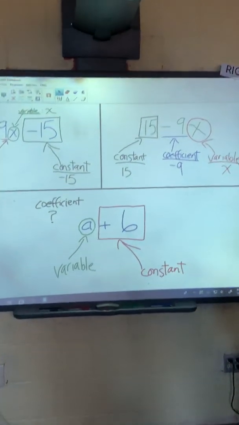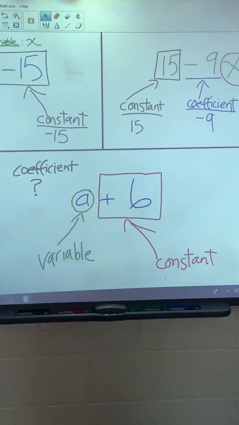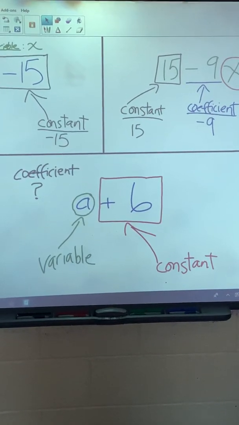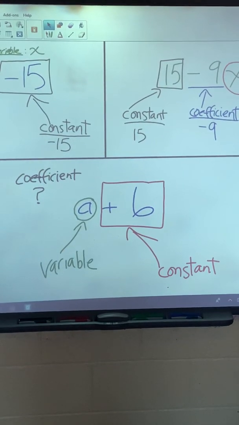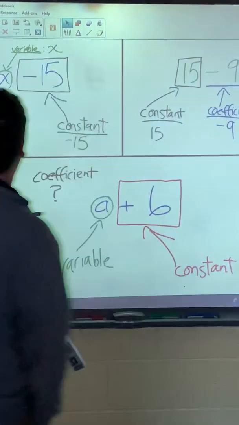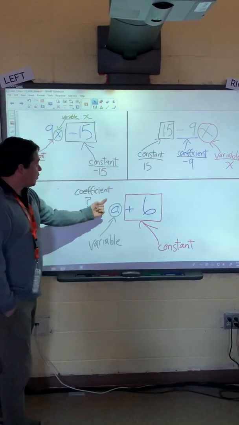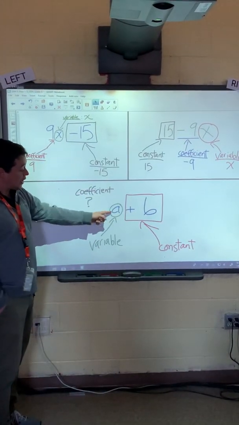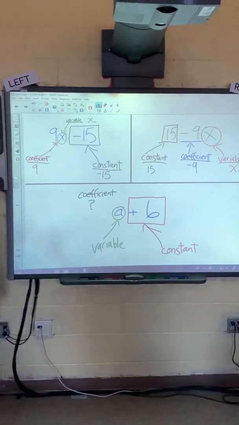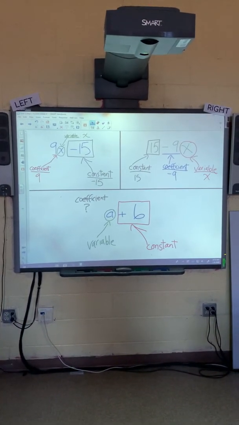In the bottom box, we have a constant of positive 6. We have a variable, which is a. And on this one, the coefficient is actually 1. That is 1a. Here we have 9x. Here we have negative 9x. Even though it doesn't show a 1 there, we know that that is just 1a. So the coefficient is 1. If you need to take these down in your notebook, go ahead and take them down now.